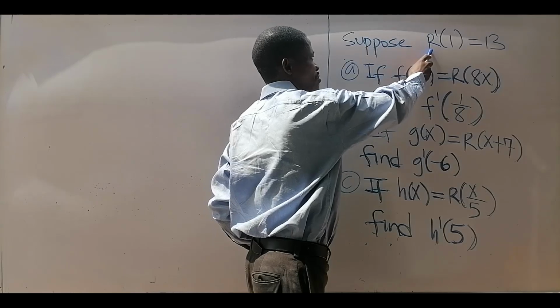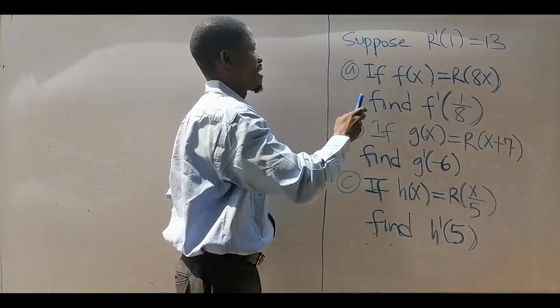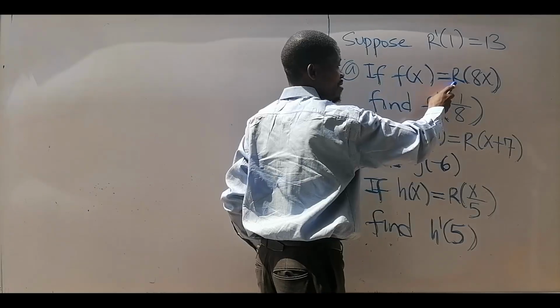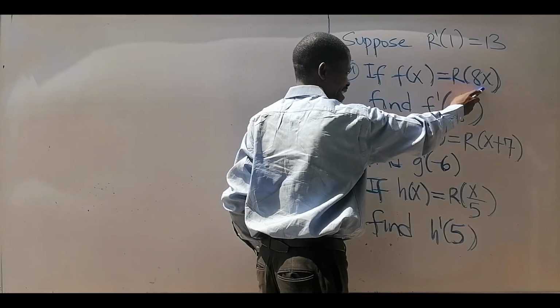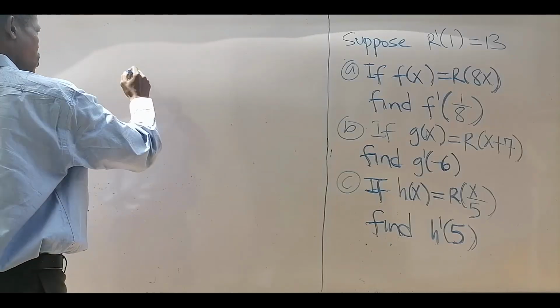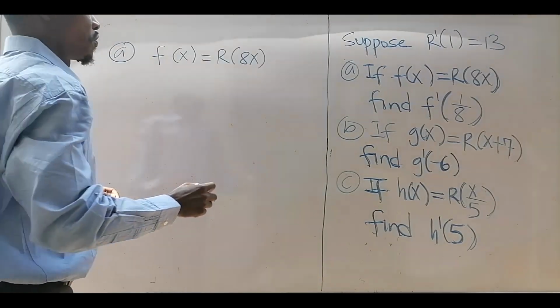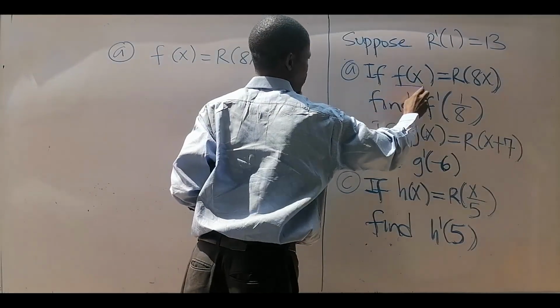Suppose r prime of 1 is 13. If f of x is a function of 8x, find this one. So for the first one, what we're going to do is very simple. We have this one, and we're told to find the derivative of that function.